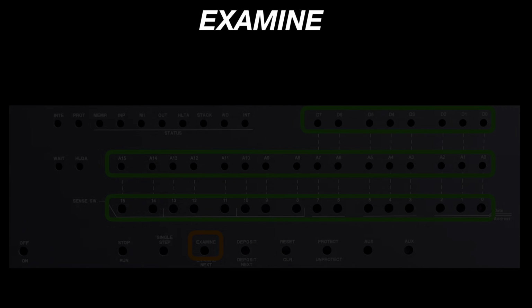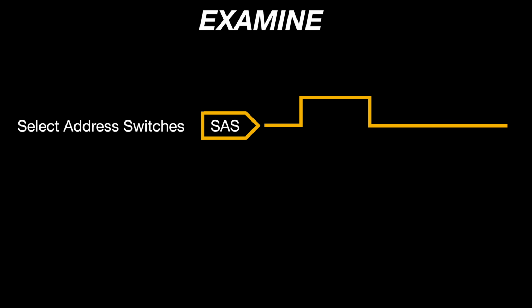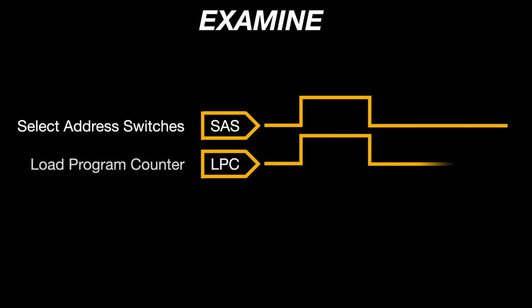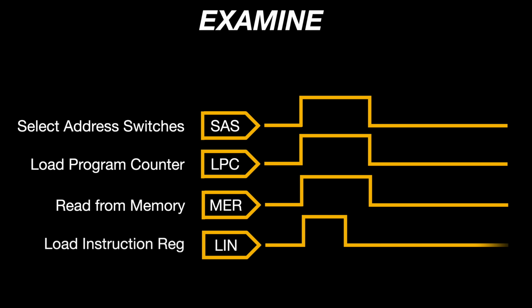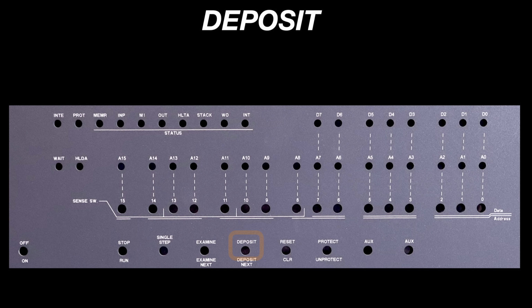The control signals are pretty straightforward, since we just need to read the switches, load the program counter, read memory when the program counter address is still on the address bus, and then load the instruction register, which is used to display the value. The deposit function simply allows us to put a data value onto the current memory address.